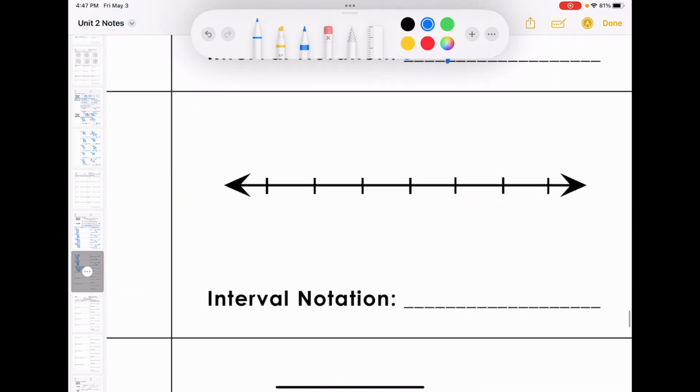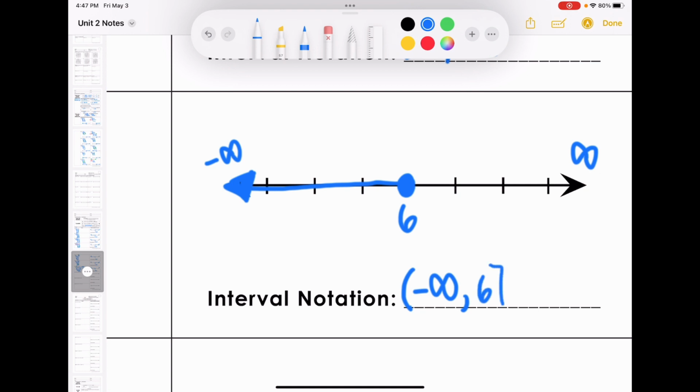So on my number line, I'm going to put 6 in the middle. It's less than or equal to, so I'm going to put a closed circle. And then I'm going to shade to the left. Okay, remember if it's pointing to the left, it's negative infinity. If it's pointing to the right, it's positive infinity. So my interval notation is going to be parentheses, negative infinity, comma 6 with a bracket because it's a closed circle.